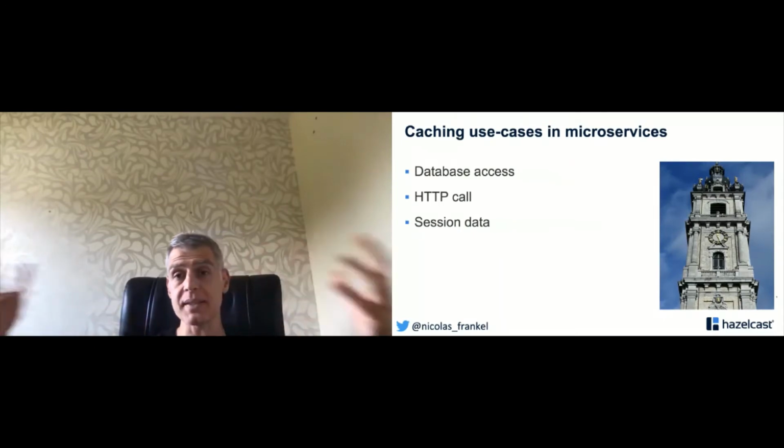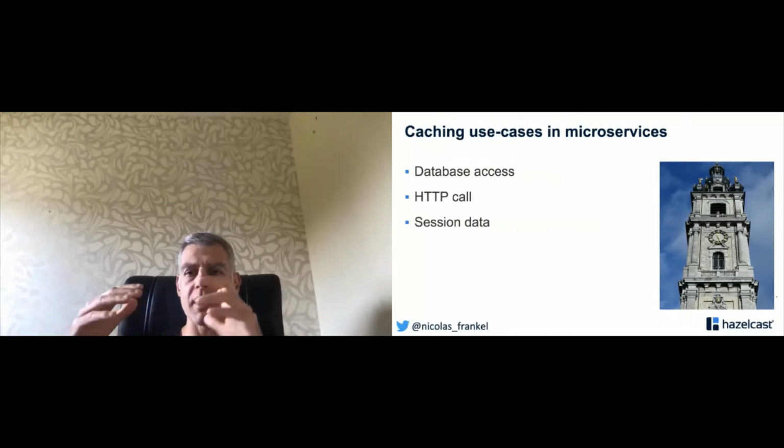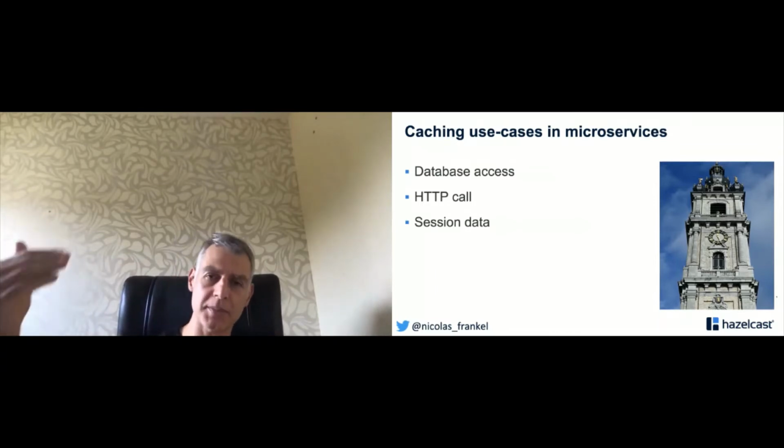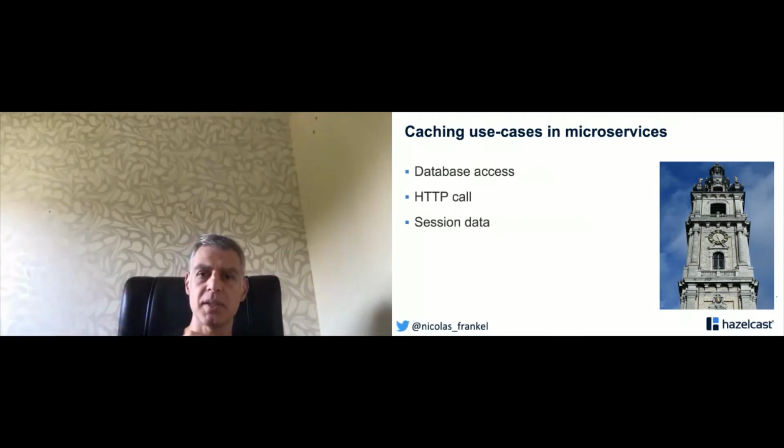So now that it's said, here I will present three different places where this caching can help you, or I would say an in-memory data grid can help you, because the last point is not about caching, it's about replicating session data. So the first is data access. The second is a REST call, HTTP call, and the third is about session replication.